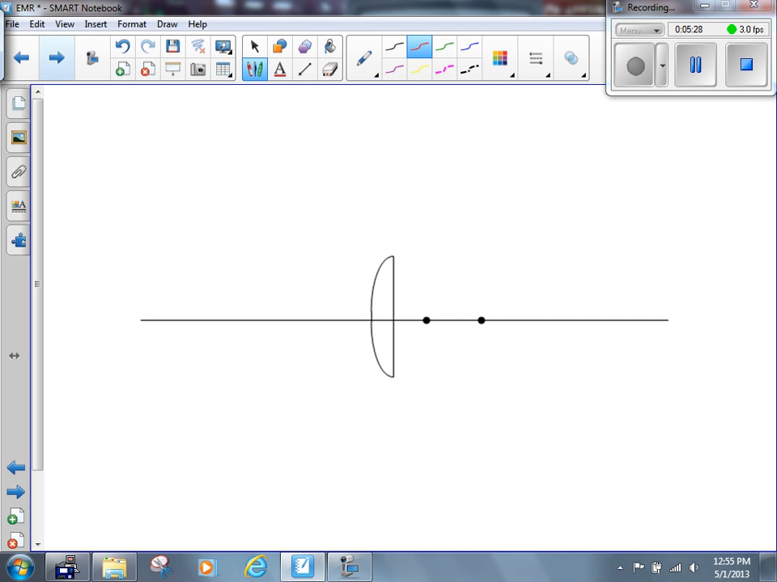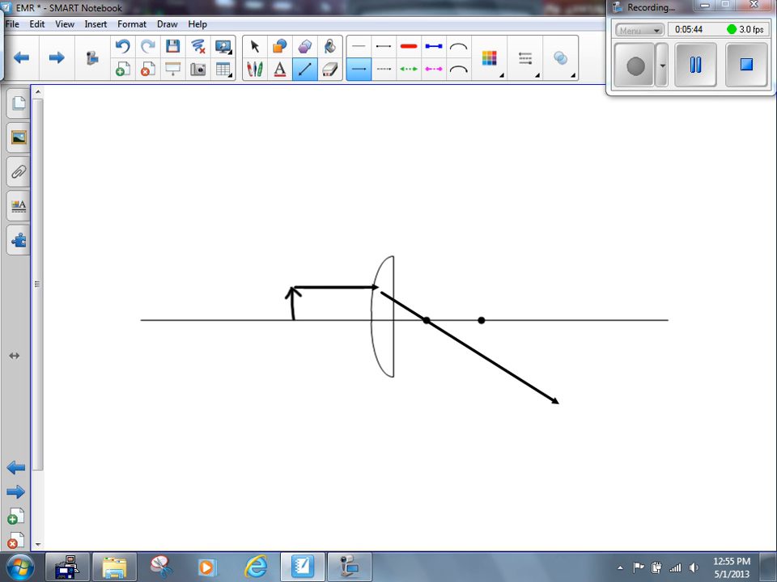What's this kind of mirror called? This one's a diverging or a convex mirror. It doesn't matter where we put our object here. We're going to get the same characteristics. First ray is going to go parallel to the principal axis, right? Then it goes down through the focal point.